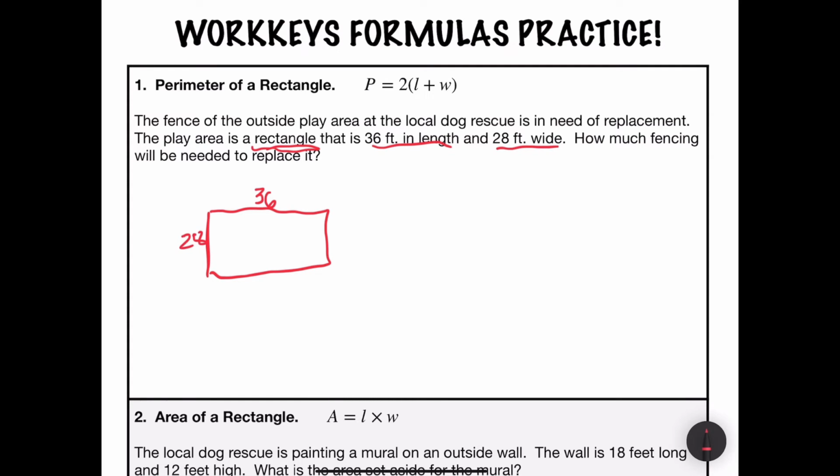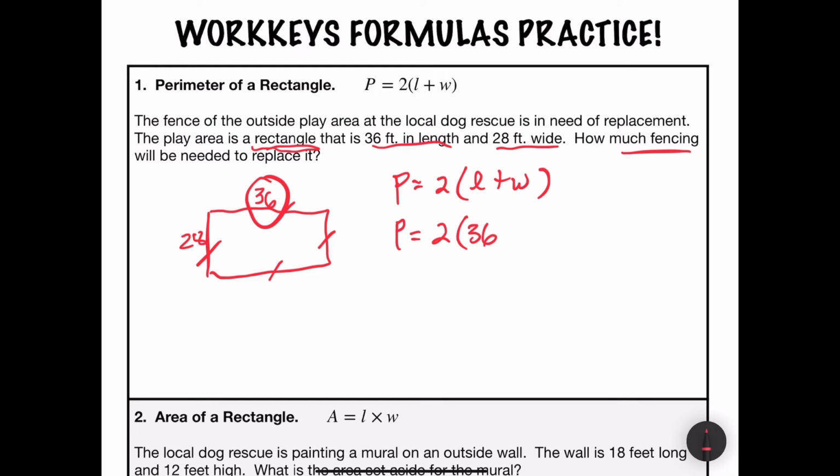Now I'm going to use my formula for perimeter. Perimeter is equal to twice times the length plus the width, since I have two lengths of 36 and two widths of 28. Now, as with most formulas, I'll just fill in for the variables. So I know I want to find the perimeter, since that's how much fencing will be needed. 2 is 2, the length is 36, plus the width is 28.